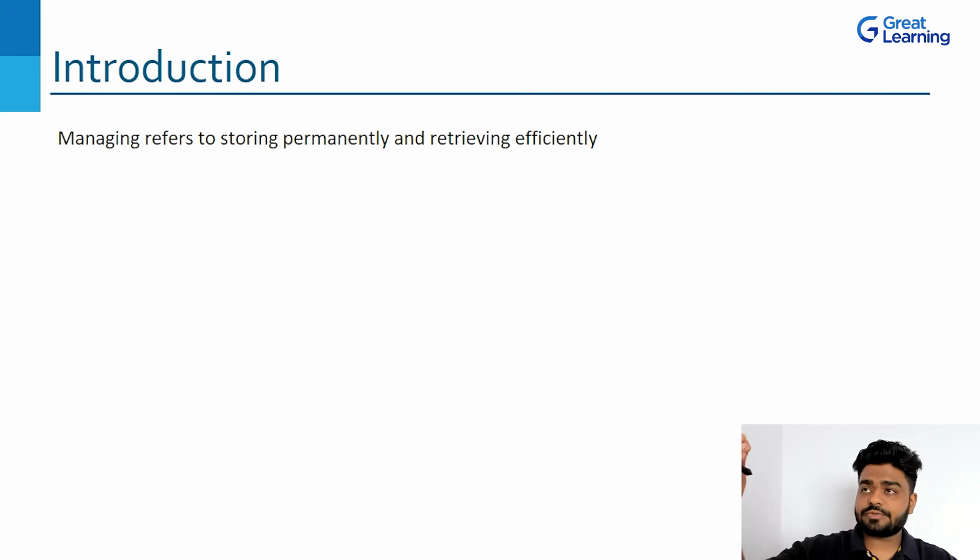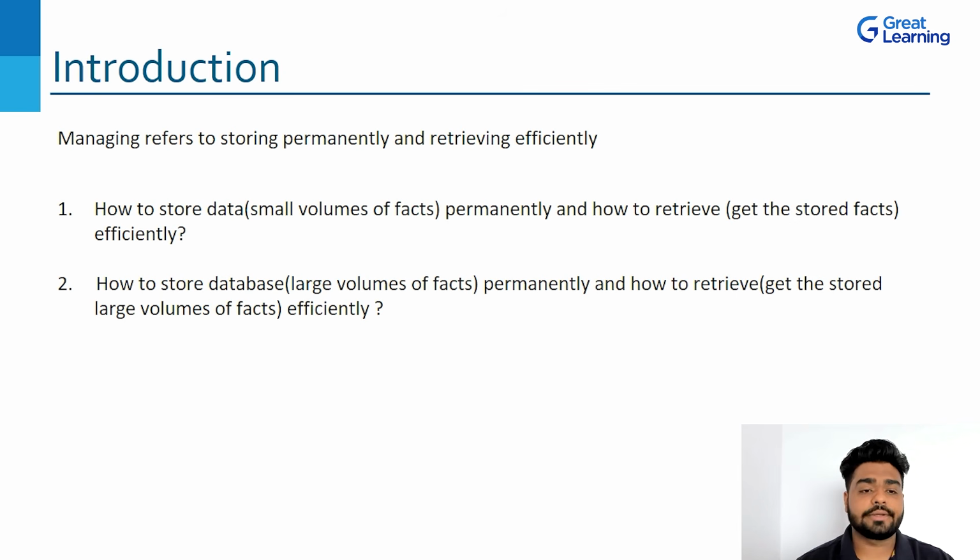Now I need to search from the start till the last, where is Rohan's detail? And it'll take a lot of time. That is what is retrieving. So retrieving the data is not efficient here, right? And that is what we also need to look upon. So a sheet of paper will not work here.